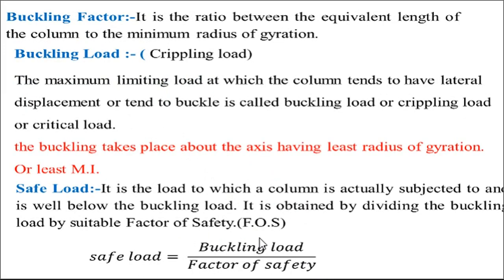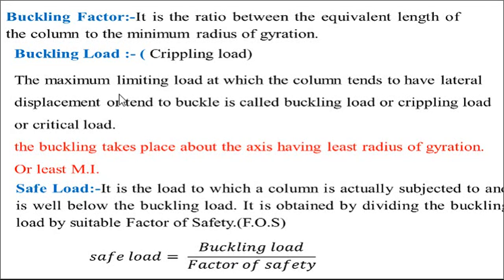After that, buckling factor. It is the ratio between the equivalent length of the column to the minimum radius of gyration. Okay, so buckling load, it is also called a crippling load. The maximum limiting load at which the column tends to have lateral displacement or tends to buckle is called a buckling load. So already you know that the load at which our column buckles or bends is called a buckling load, as we have seen.